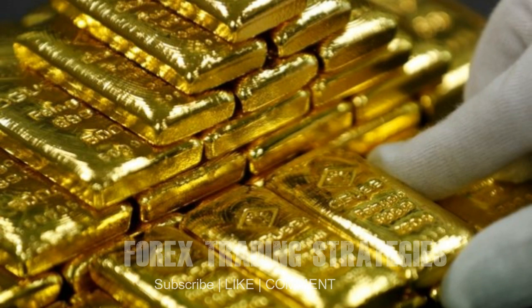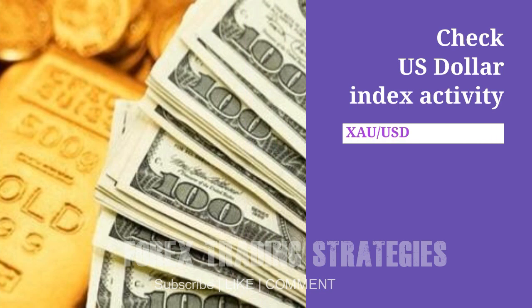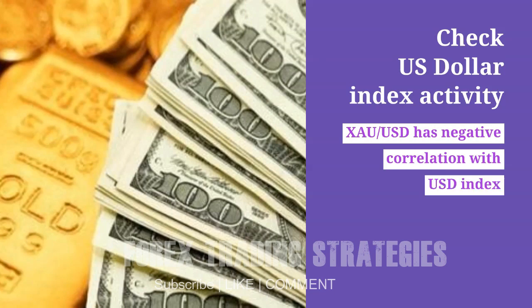Obviously, the first one is that you need to check for negative correlation. The first thing is the negative correlation that gold has with the US dollar. Generally speaking, not all the time, when the US dollar is strong, gold is weak. So when people are buying the US dollar, you should be looking for sales on gold. If the dollar is weak, then you need to be looking for buys on gold.